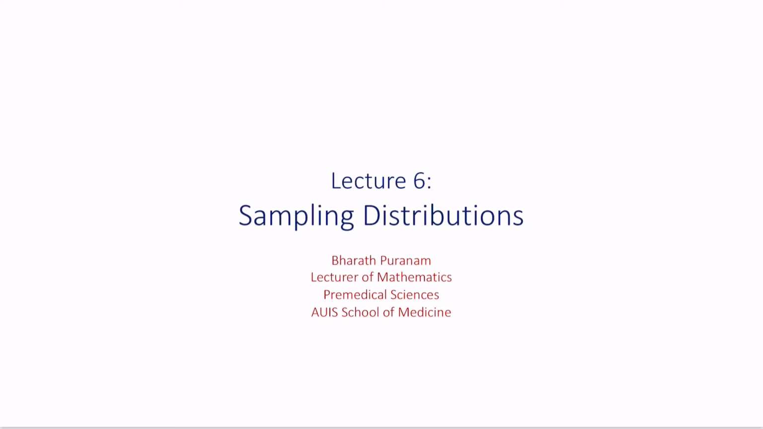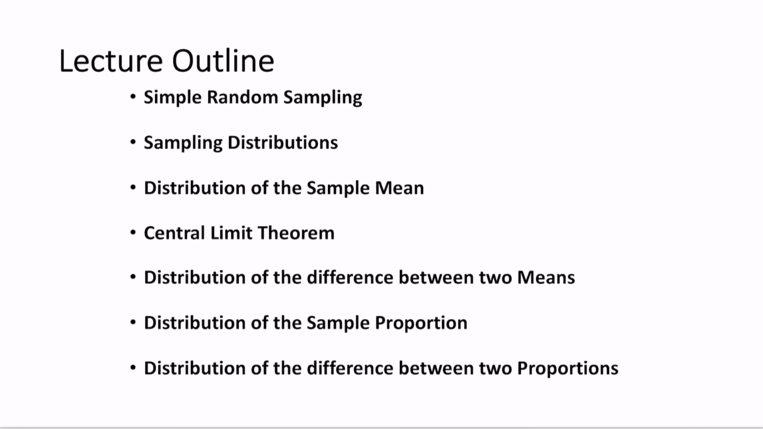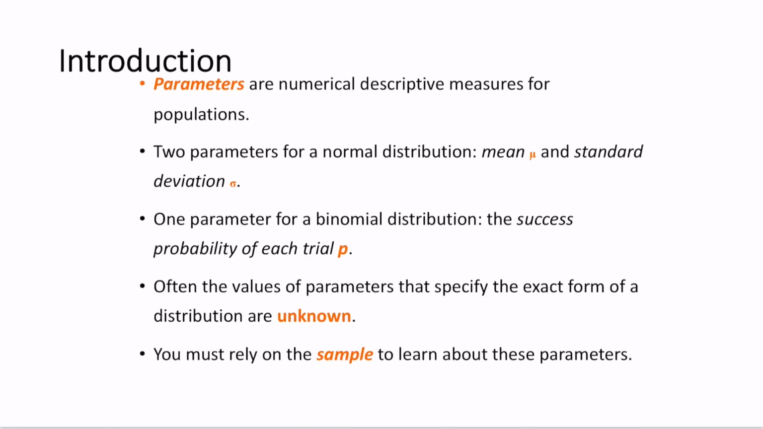So welcome to lecture 6. In this lecture we'll talk about sampling distributions. We'll discuss what simple random sampling is, sampling distribution, distribution of a sample mean, central limit theorem, distribution of the difference between two means, distribution of sample proportion, and finally distribution of the difference between two proportions. So let's start with the introduction.